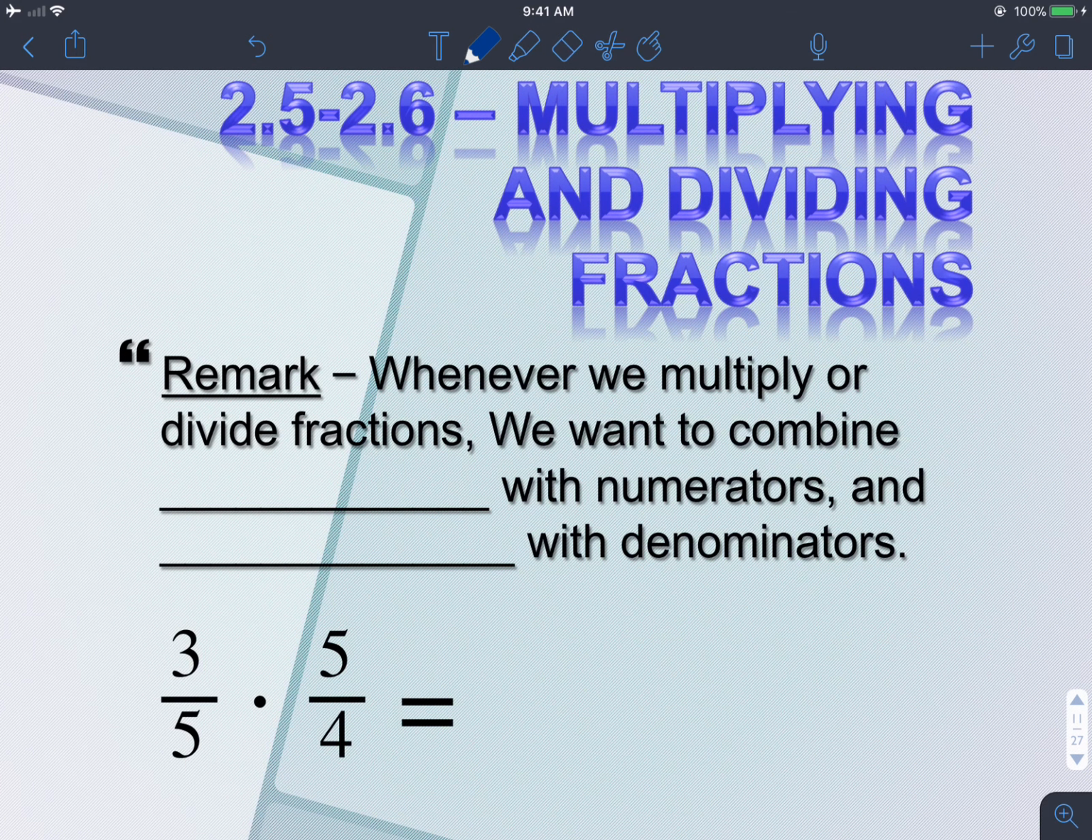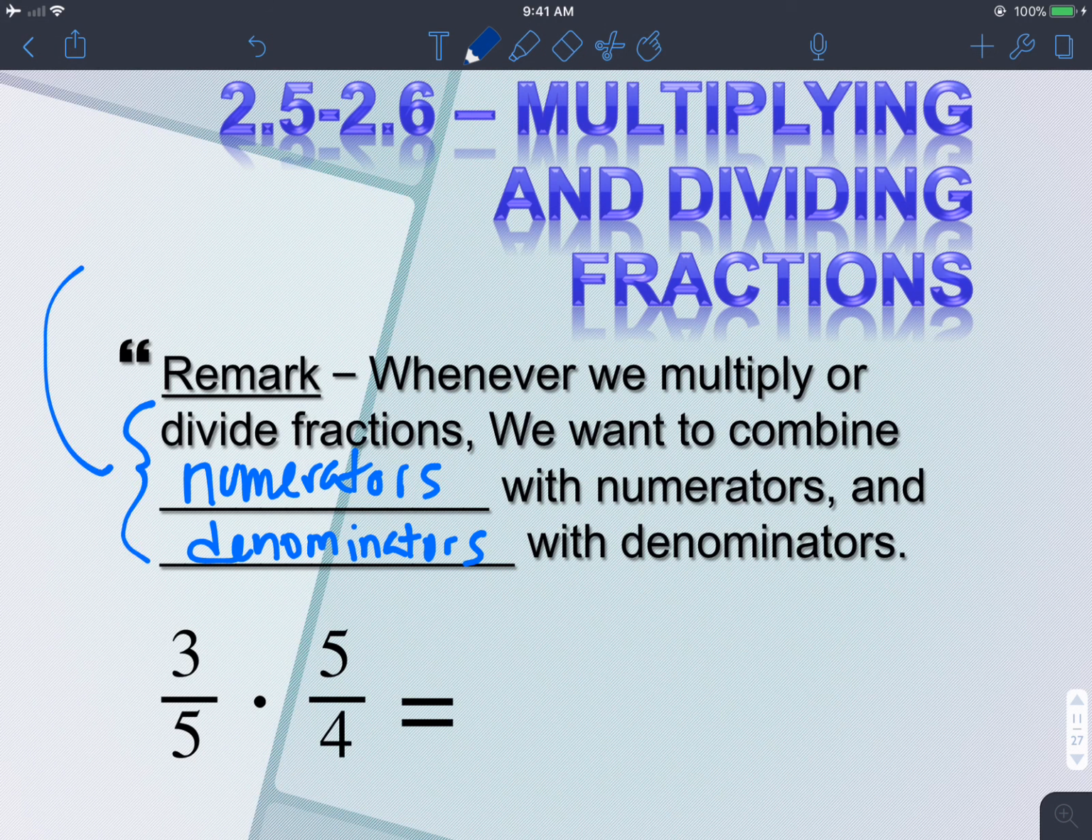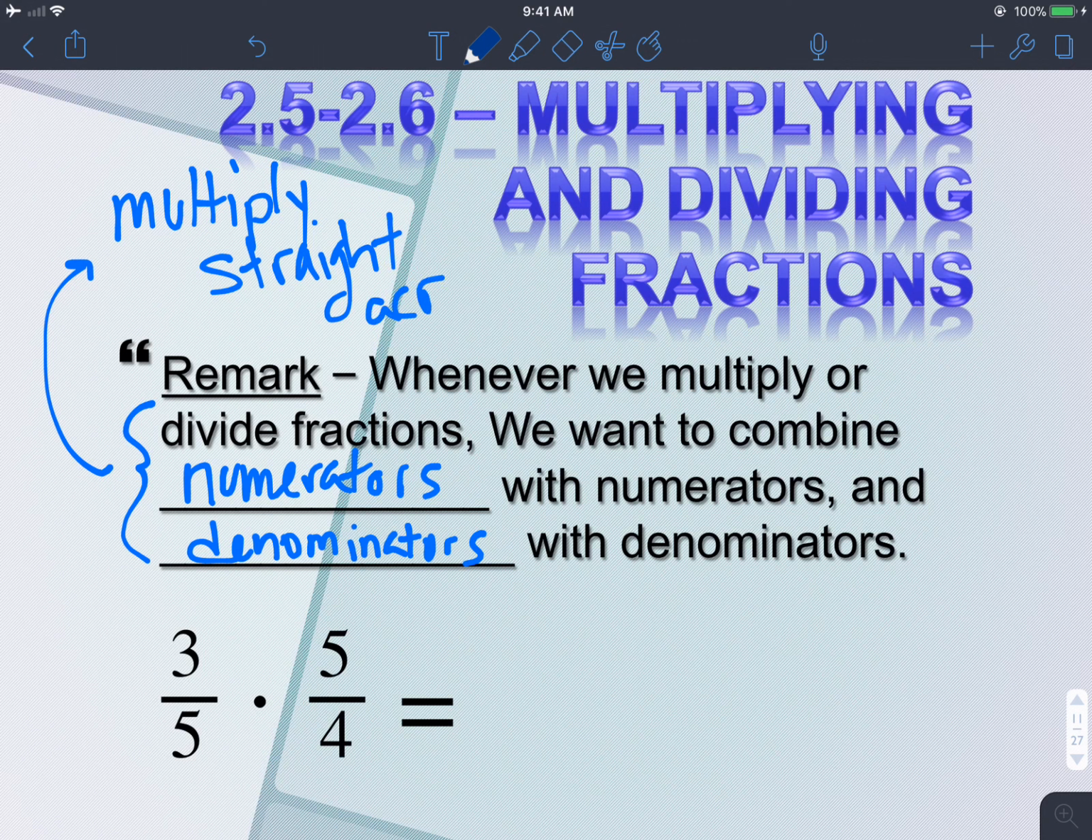That multiplying, combine numerators with numerators and denominators with denominators. In other words, multiply straight across.